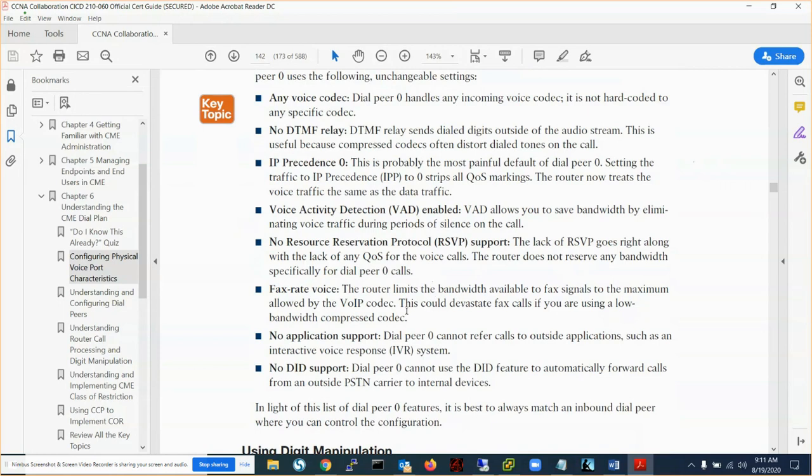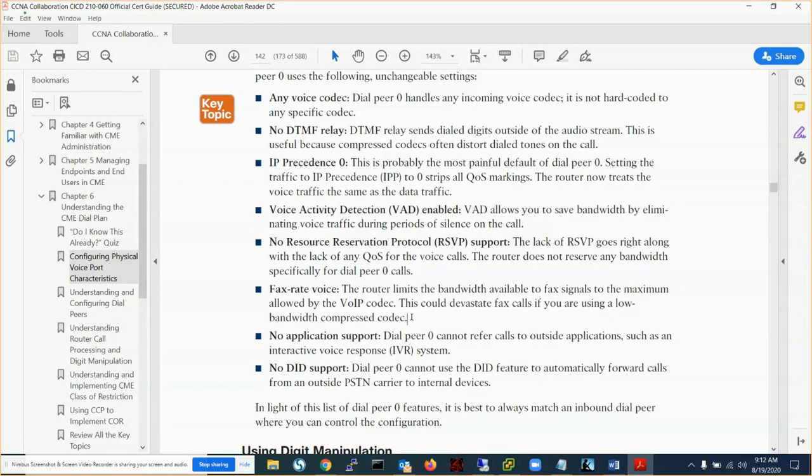So again, there are different ways you could prioritize traffic. With QoS you could prioritize traffic by putting the voice traffic in front of the queue, or you could give it its own lane, so it's only voice traffic passing through. Say you have a 1 meg link, you could dedicate about 200 kilobits for voice traffic alone. You're reserving that. You don't get that advantage with dial peer zero, right?